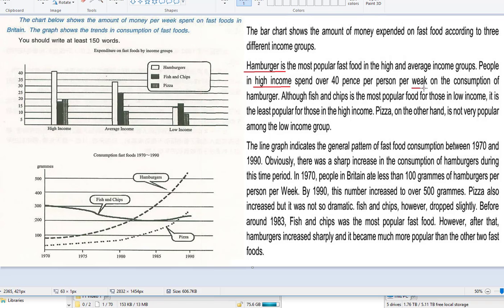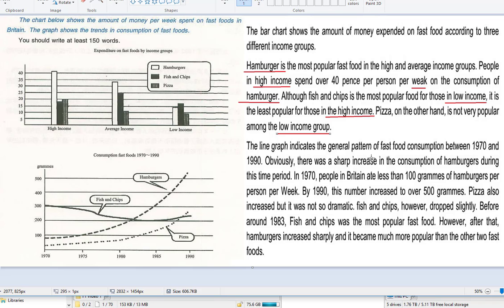Why is wheat spelled like this? On the consumption of hamburgers, again, plural. Although fish and chips is the most popular food for those in low income, here again we have "in low income," "in high income," then "among the low income groups." See, here he uses group. Why not use group here as well?